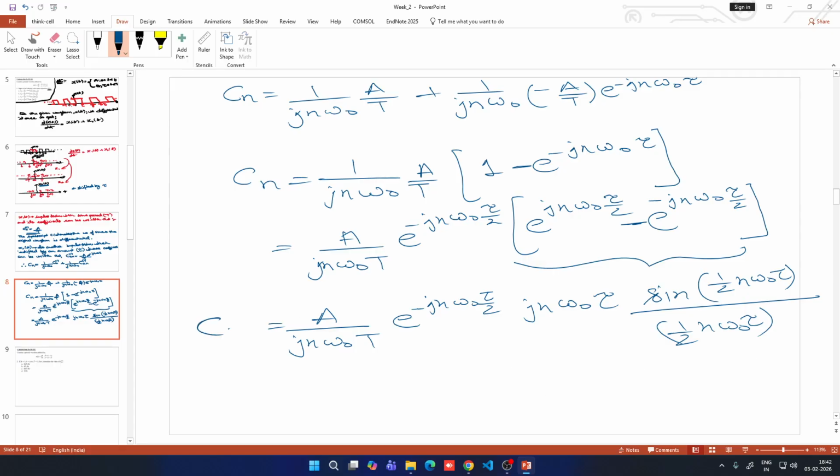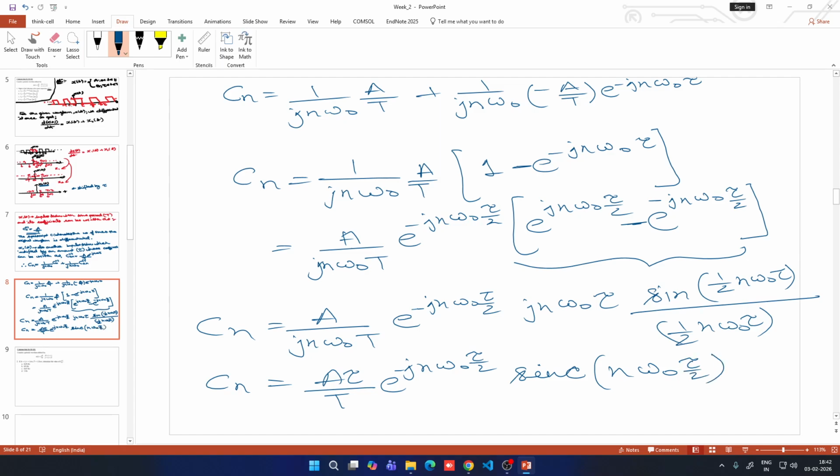We know that sin x by x can be written as sinc x. So I will simply rewrite this, and this part will get cancelled out, and we can rewrite this as a tau by T e to the power minus jn omega naught tau by 2 times a sinc function, sinc of n omega naught tau by 2.